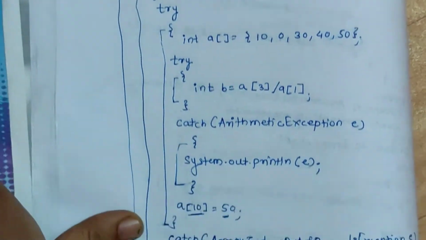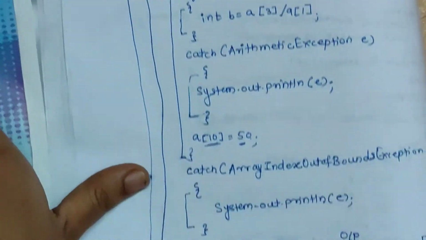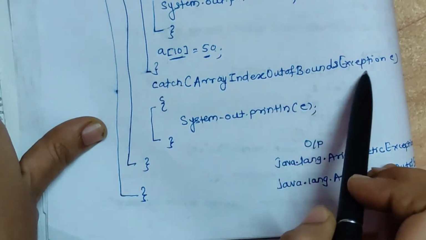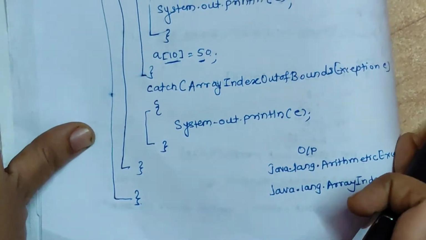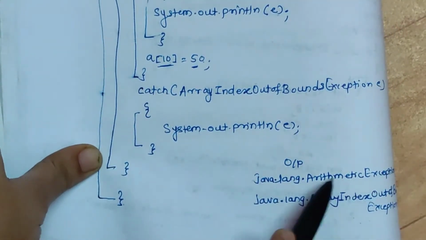Now you can see here for this try block there is an outer catch block. This is a catch block which will catch the array index out of bounds exception, and it will display the exception. And the expected output for this program will be java.lang arithmetic exception.